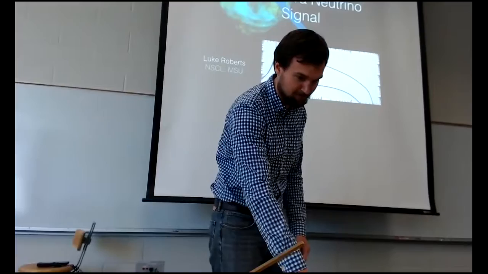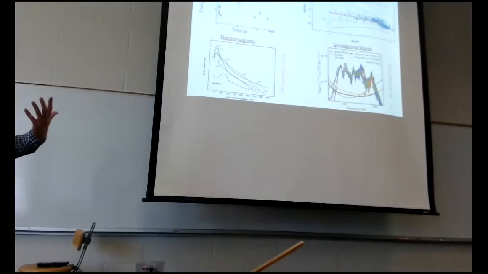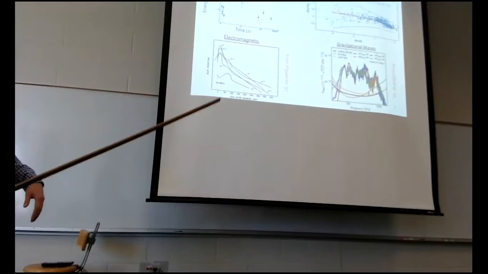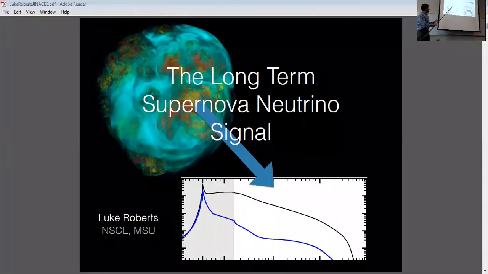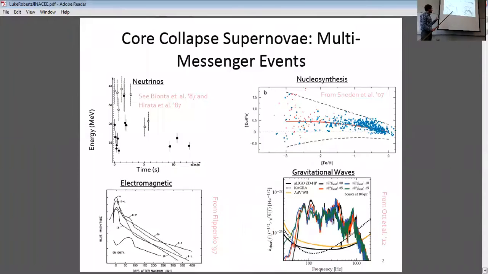And these of course come from core collapse supernovae. Just as a brief background, I think probably a lot of people have seen this slide before, but just to remind you that core collapse supernovae are truly multi-messenger events. There's the obvious electromagnetic signal associated with these things, which was, of course, first discovered. It's very, very bright, you can see them very far away.